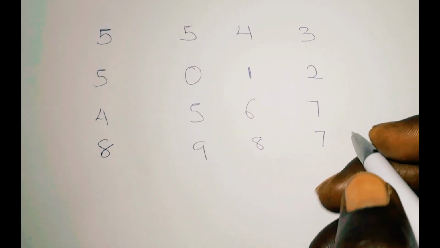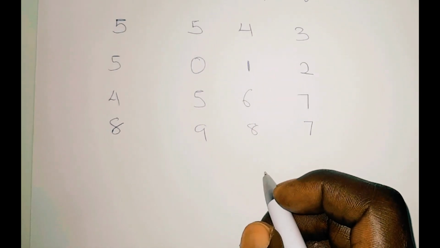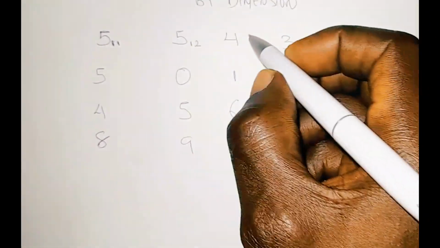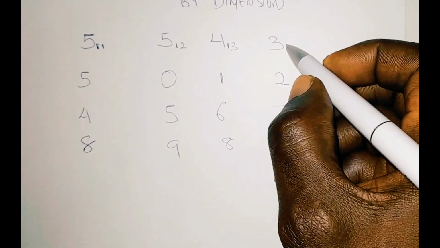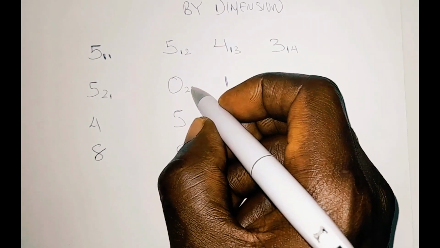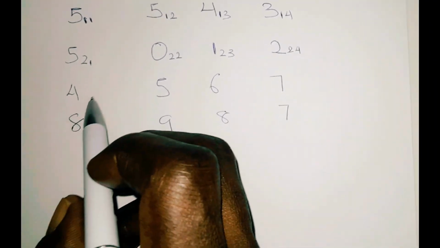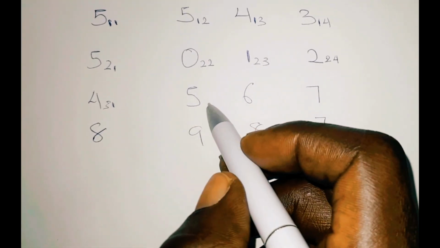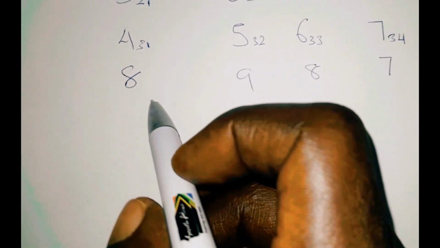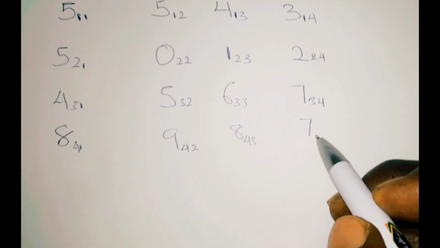So, how do I identify rows and columns in this matrix, and how do I identify what dimension of matrix this is? To know this, we have to break this down. So 5 here is row 1, column 1, row 1, column 2, row 1, column 3, row 1, column 4. We have row 2, column 1 to column 4. We have row 3, column 1 to column 4. We have row 4, column 1 to column 4.